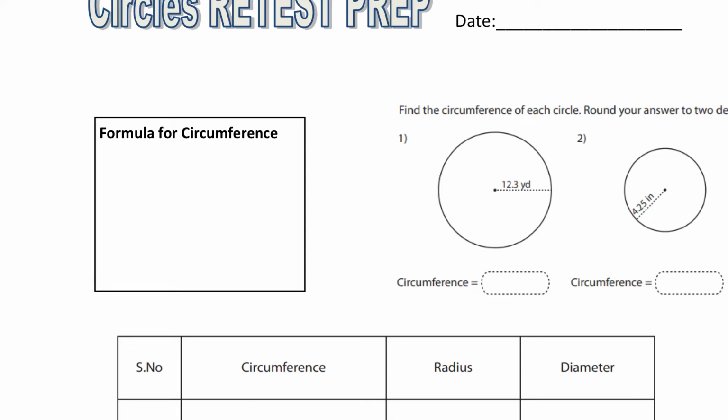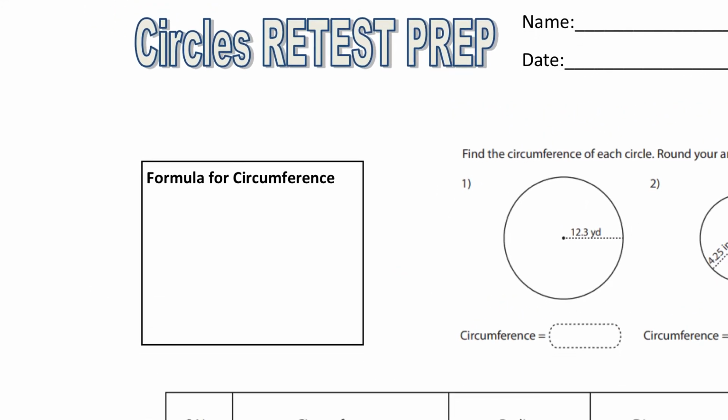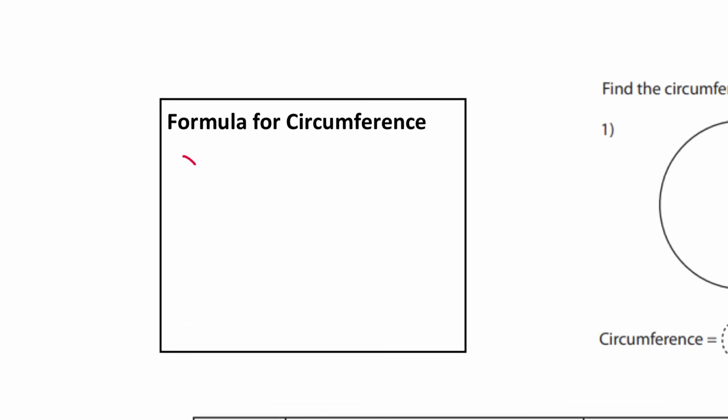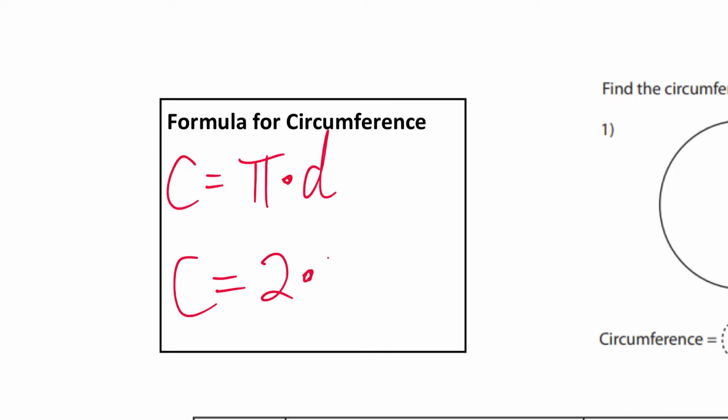All right, on this first part here, talking about circumference. Getting ready for a retest here. All right, the way we find circumference, there's two ways. It's either pi times diameter, or it can also be written as 2 pi r. Same thing, either way.